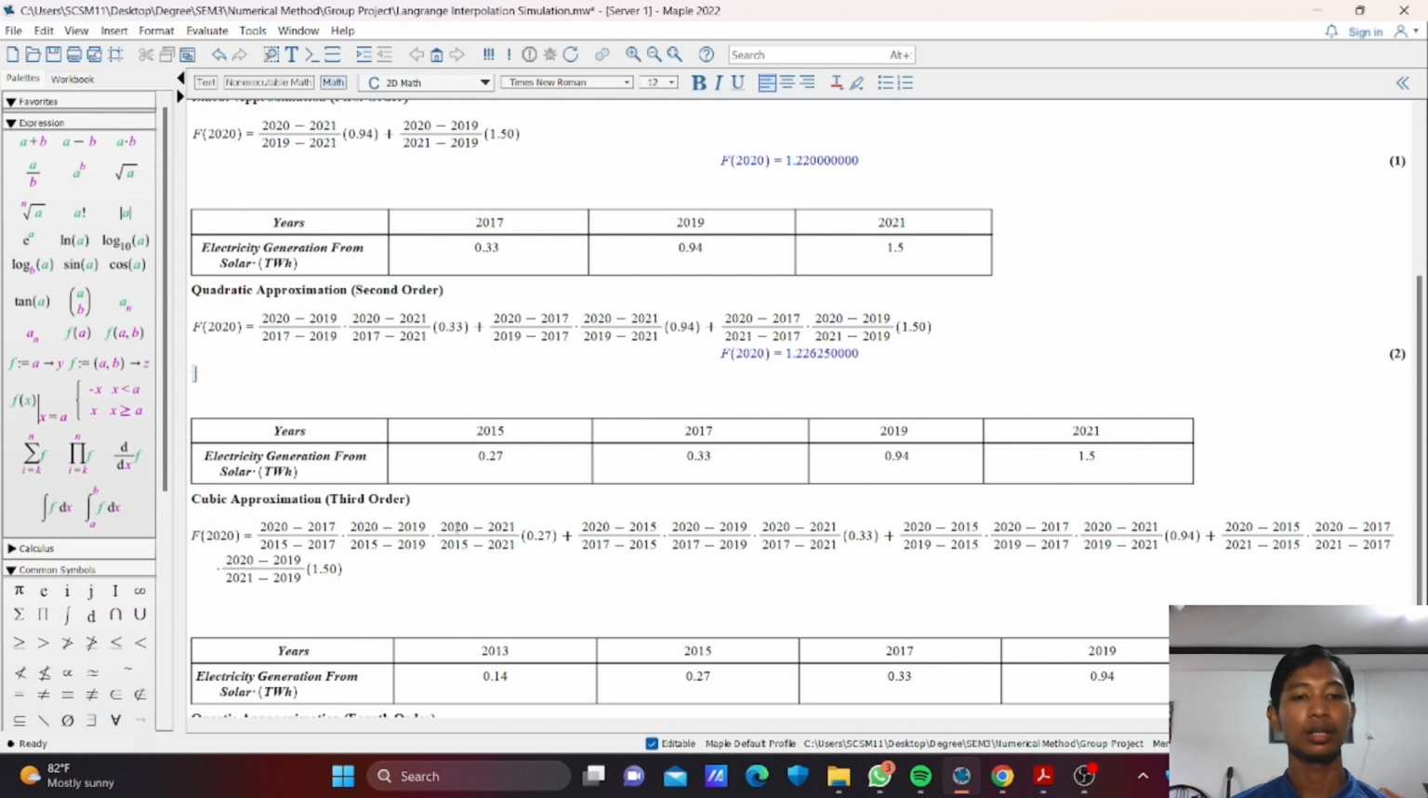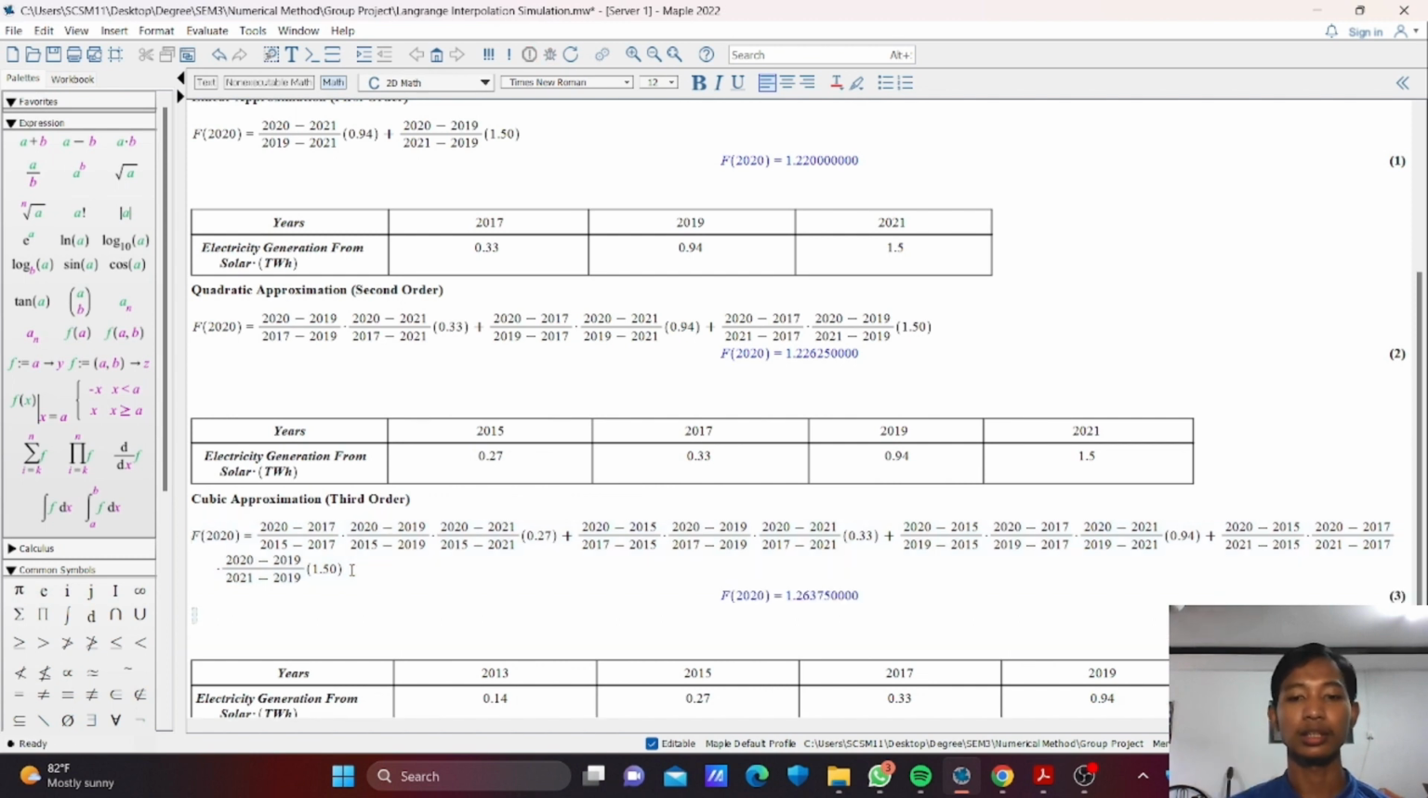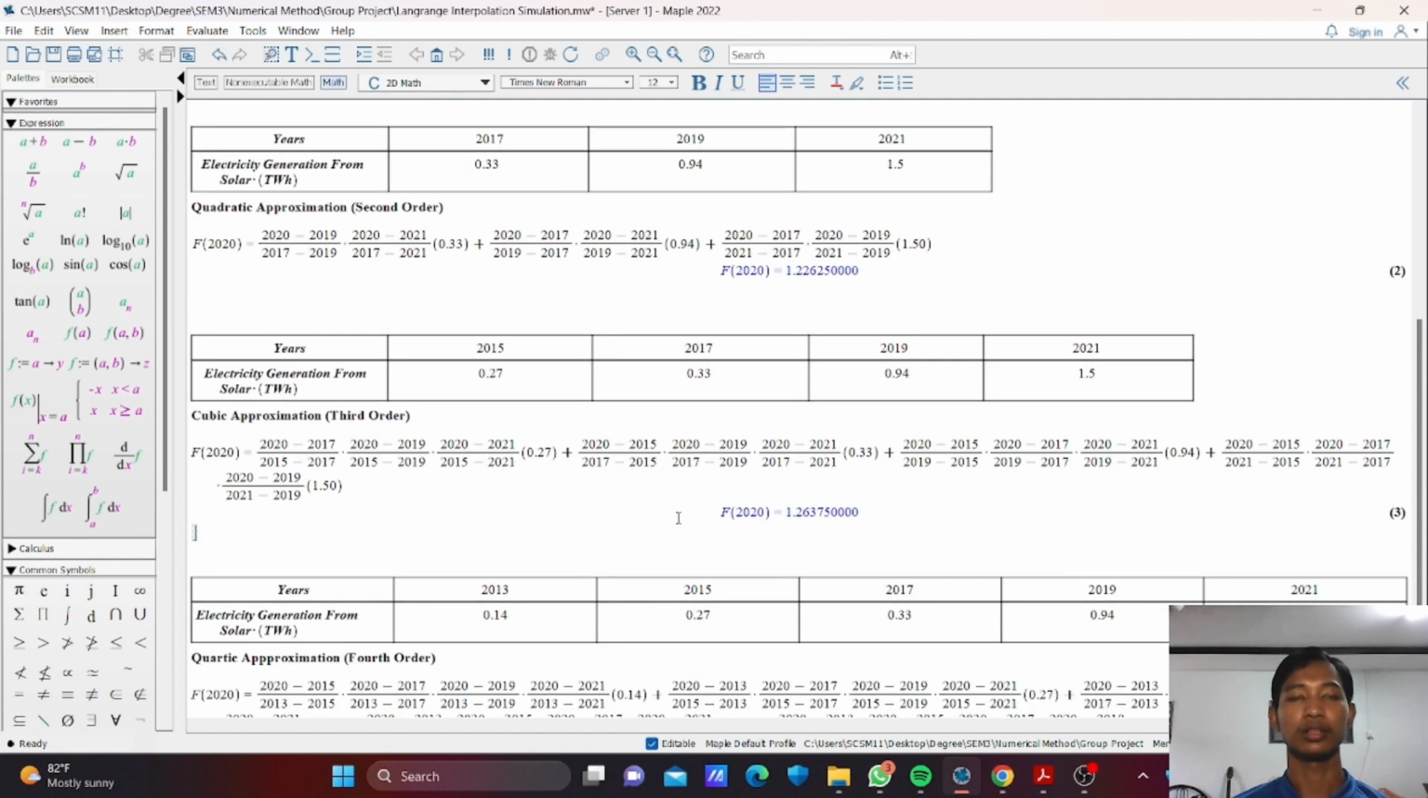Next, we have cubic approximation. As you can see here, we need four different data, which are 2015, 2017, 2019, and 2021. This is the third order of Lagrange interpolation. Then we just put the data into the formula of cubic approximation, and the software will give the answer, which is 1.26375. This is also the same answer as the manual calculation.